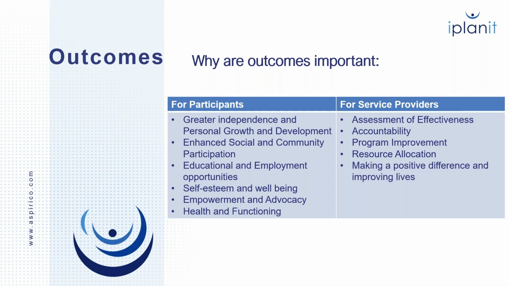Outcomes play a crucial role in resource allocation decisions. When outcomes are measured and documented, policymakers and funding agencies can make informed decisions about allocating resources to disability programs. Programs with a track record of positive outcomes are more likely to receive continued funding and support, while those with limited or potentially unsatisfactory outcomes may undergo re-evaluation or reallocation of resources to more effective programs. And as we've heard in recent conferences, this may be the future for the NDIS funding.